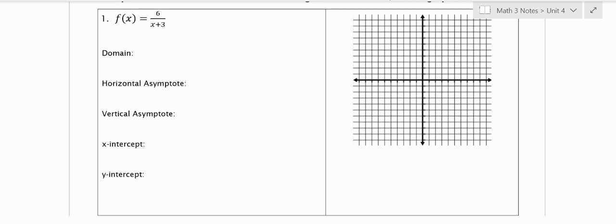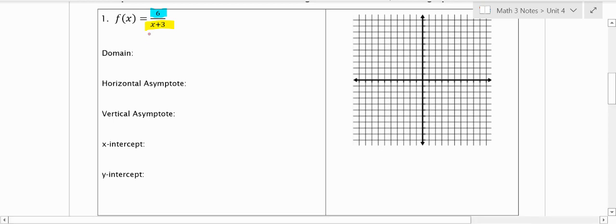The first thing we're always going to look for is to see if we can factor. For this function, f of x equals 6 over x plus 3, the top part we can't factor, and the bottom part we also can't factor. So that's as simplified as we can make it.